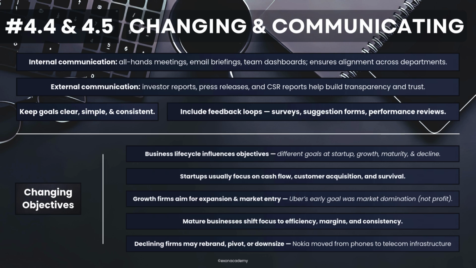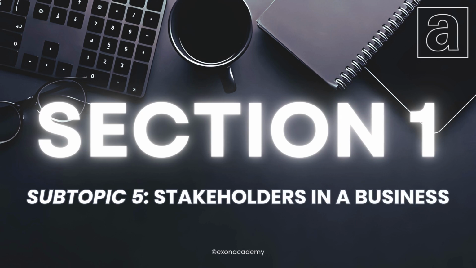Finally, businesses should create feedback loops, like employee surveys or suggestion forms, so they can catch problems early and improve communication where needed. When people at every level understand what the business is aiming for, they're more likely to contribute effectively. And finally, subtopic 5: stakeholders in a business.